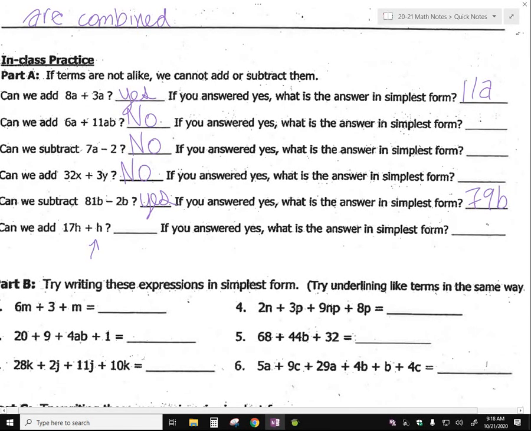And it's inferred that you know that there's only 1 H there. So if I have 17 hours and I get 1 more hour, how many hours do I have? 18. 18H, all right.